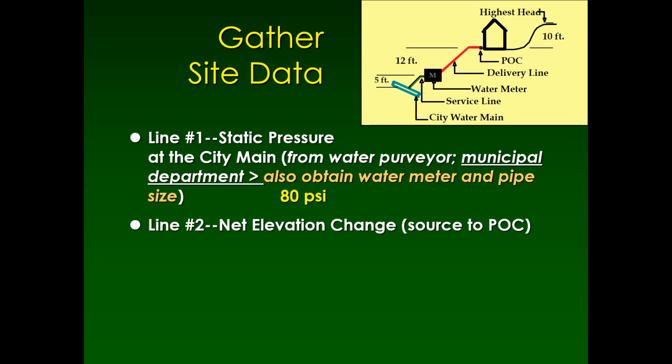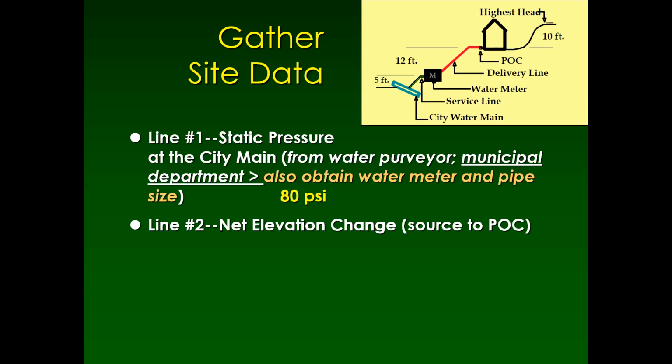All right, so line 2 is our net elevation change. That's going to be our change from our point of connection to our source, or a source from our point of connection. In this case, we are going up how much? 17 feet. It does say, in parentheses, plus for uphill and minus for downhill. Why is that important?